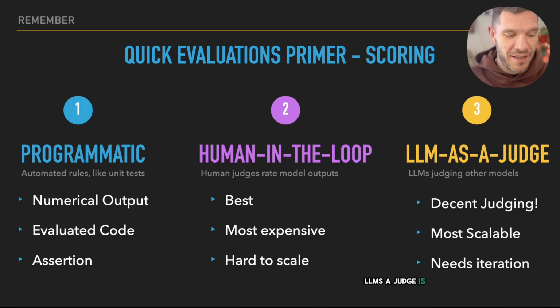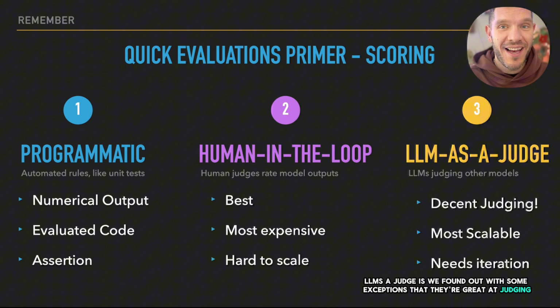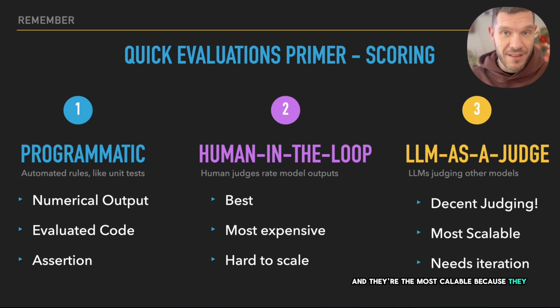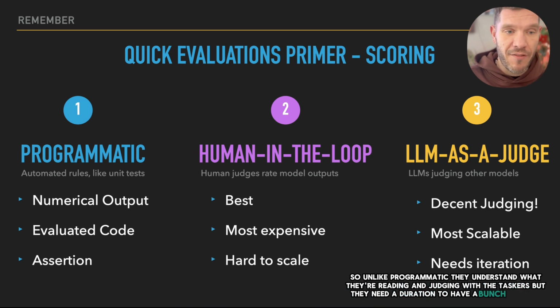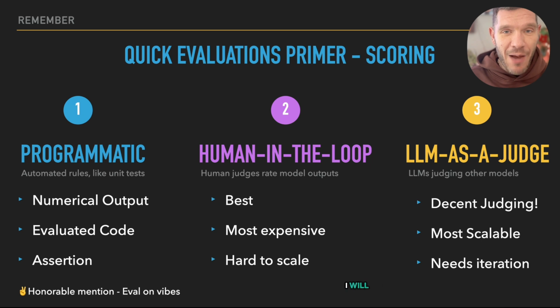LLM as a judge, we found out, with some exceptions, that they're great at judging, and they're the most scalable because they do actually have intelligence. So unlike programmatic, they understand what they're reading and judging, what the task is, but they need iteration, they have a bunch of biases. I will do an honorable mention here for eval vibes.